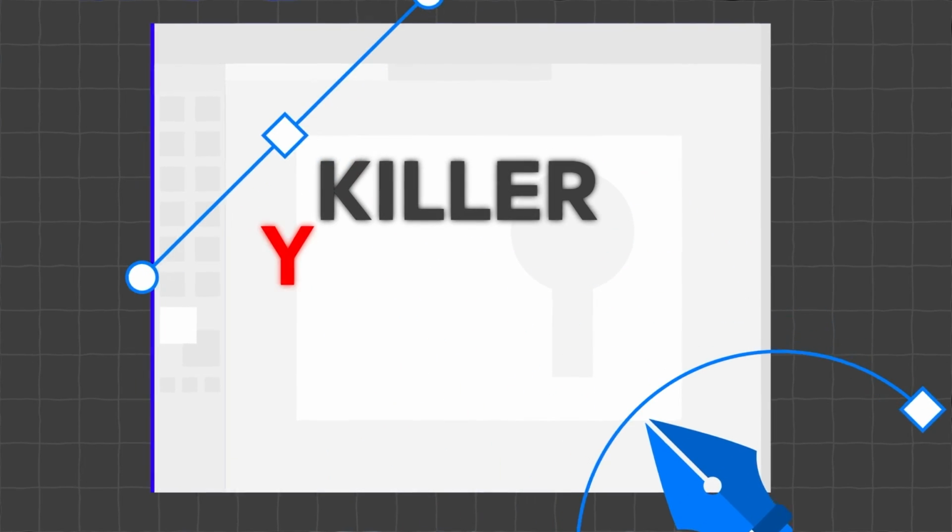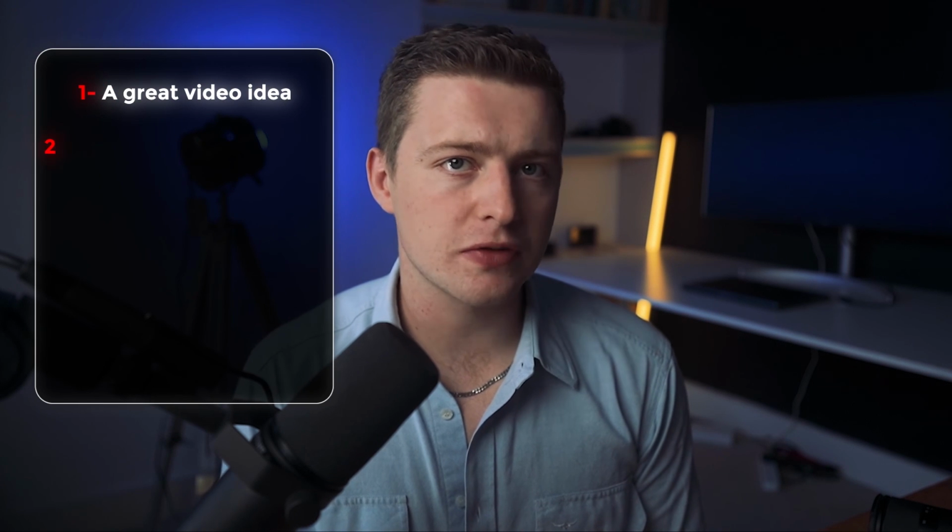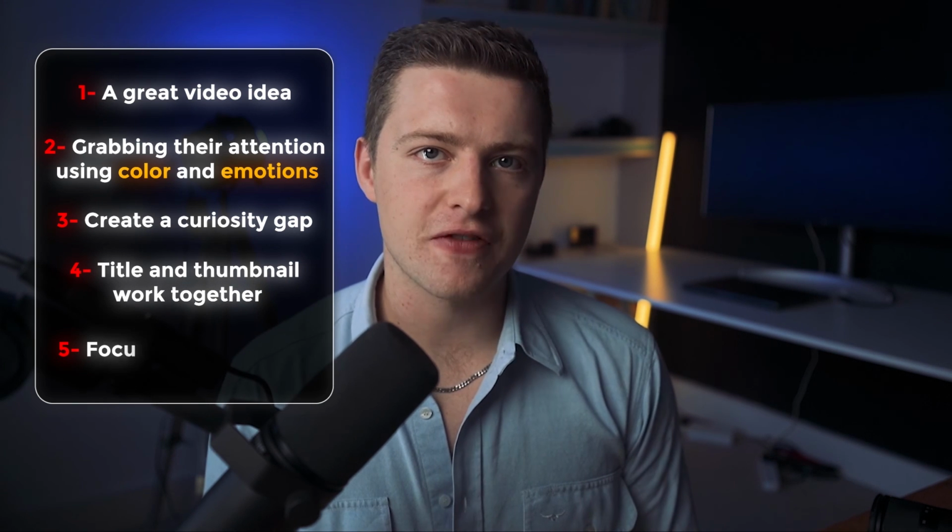So if there's anything you should take away from this video on how to make a killer YouTube thumbnail, it's this. Number 1, have a great video idea first. Number 2 is to stop the viewer from scrolling by grabbing their attention using color and emotions. Number 3 is to create a curiosity gap and make them want to click on the video. And then number 4 is to make sure your title and thumbnail work together and that your title is the appropriate length. And number 5 is to focus on the first 5 seconds of the video too.